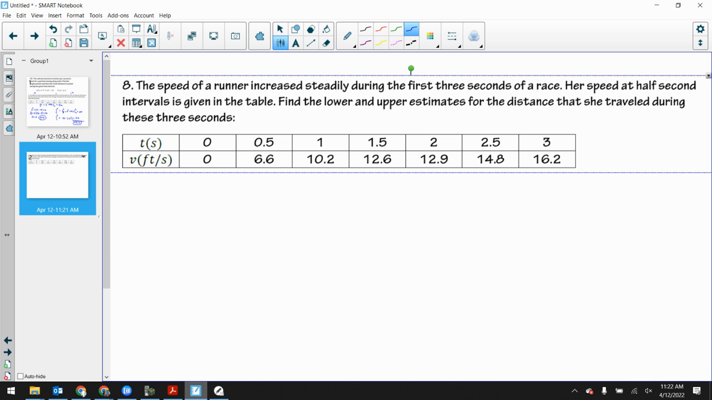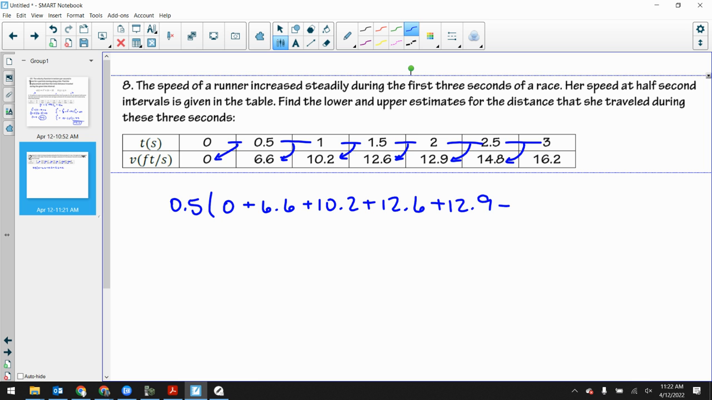So the lower estimate is this. Remember that I could take this half-second interval and apply it to this speed, this speed, this speed, this speed. That's the lower estimate, right? So this is 0.5 times each one of those. 0.5 times 0, 0.5 times 6.6, 0.5 times 10, and so on. Or, in other words, 0.5 times 0 plus 6.6 plus 10.2 plus 12.6 plus 12.9 plus 14.8. Is 16.2 getting multiplied by any interval? No, so we do not use it.